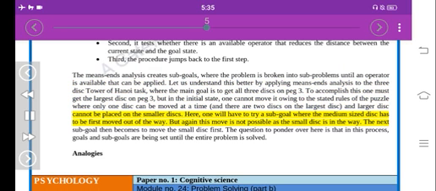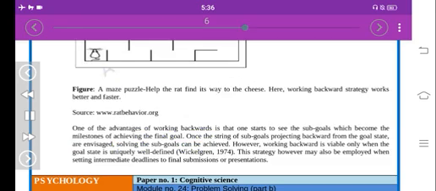Here, one will have to try a sub-goal where the medium-sized disk has to be first moved out of the way. But again, this move is not possible as the small disk is in the way. The next sub-goal then becomes to move the small disk first. The question to ponder over here is that in this process, goals and sub-goals are being set until the entire problem is solved.